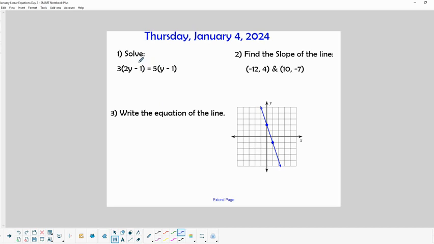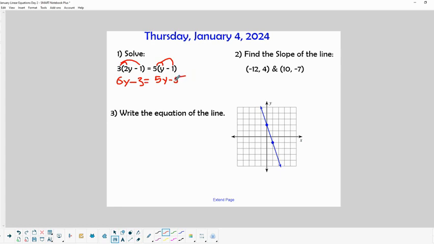We got a few bell work problems. The first one is solve an equation that's got multi-step parts to it. So it looks like we got to do a little bit of distributing on each side of this equation to solve it, which shouldn't be too hard. So 3 times 2y would be 6y minus 3 times 1 is 3, and all of that will equal 5y minus 5.